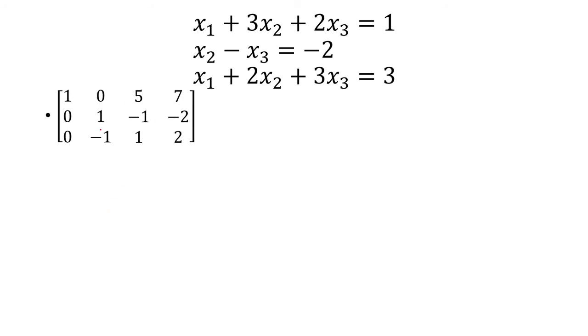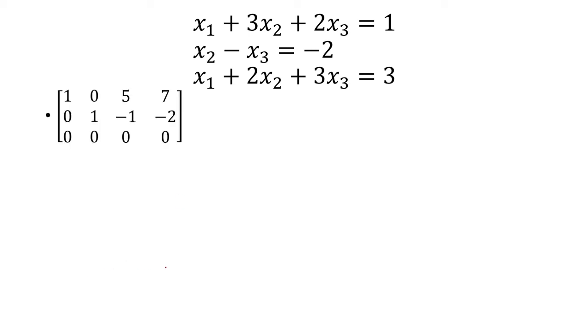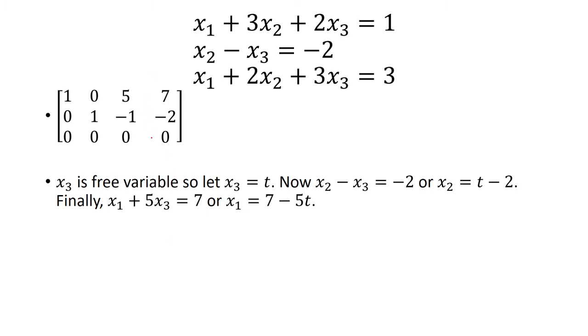And now I want to make this 0. So let's add row 2 and row 3, and let's make that row 3. Whenever I add these two, so 1, negative 1, negative 1, 1, negative 2, 2, that gives me zeros here. What that means is that x3 is a free variable. So we're just going to let x3 be some variable, say t. And now I can solve for x2 and x1 in terms of x3.